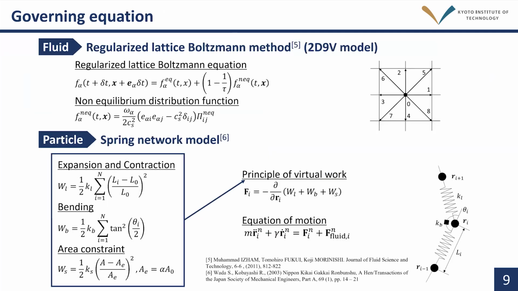I will discuss the governing equations. We use the regularized lattice Boltzmann method as the governing equation for the fluid. Also, we use the spring network model as the governing equation for the particle. In the spring network model, the energy is calculated from expansion and contraction, bending, and area constraint respectively. These three energies calculate the restoring force of the spring by the principle of virtual work. Then the equation of motion is solved using the restoring and fluid force.